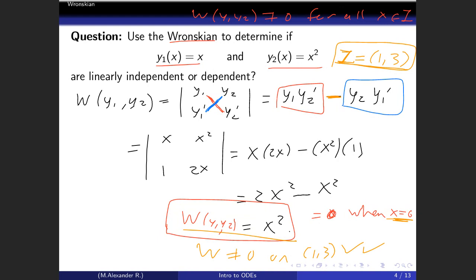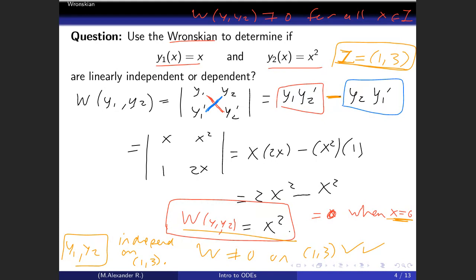Meaning that the functions y1, y2 are linearly independent on the interval 1, 3. Right. So what I'm trying to emphasize here is that the interval is very important. It might seem like just an extra thing to put in there, just some random numbers, but it actually does make a big difference in the mathematics. So if we make the interval 1, 3, then these two functions y1, y2 are linearly independent.